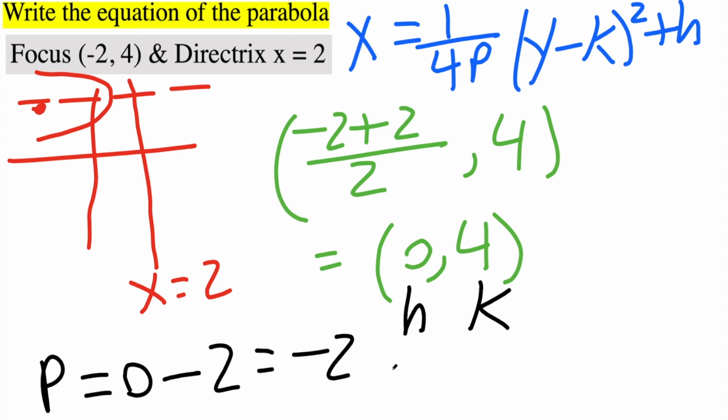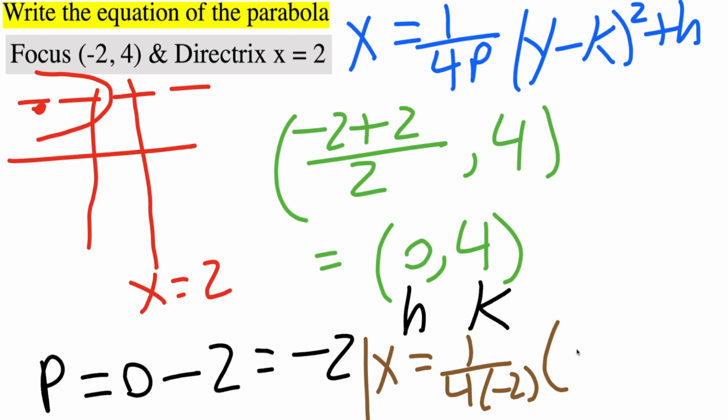Okay, so now we have all the information to solve this problem. So x is equal to 1 divided by 4p. P is negative 2, so 4 parentheses negative 2, close parentheses, parentheses y minus k, y minus 4, close parentheses, squared plus h is 0.